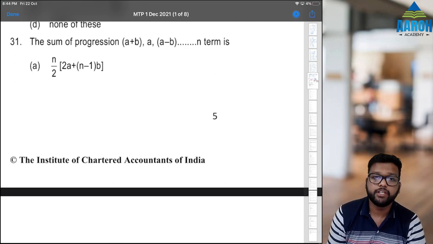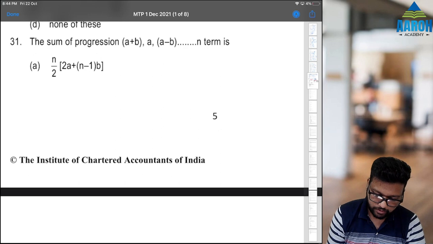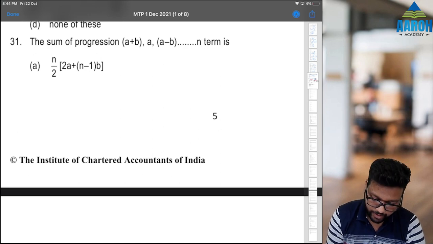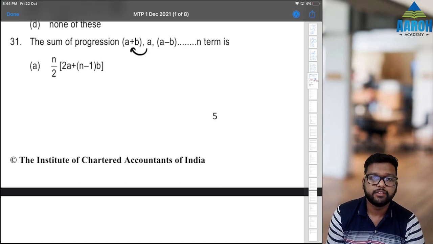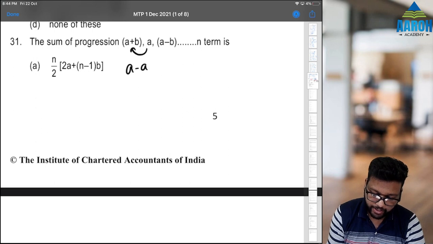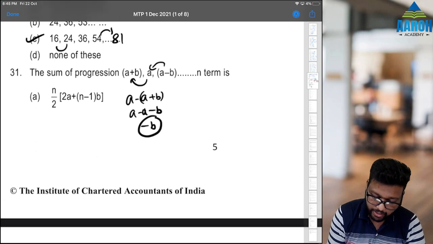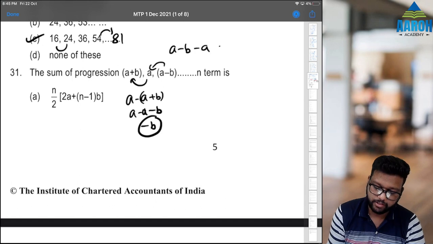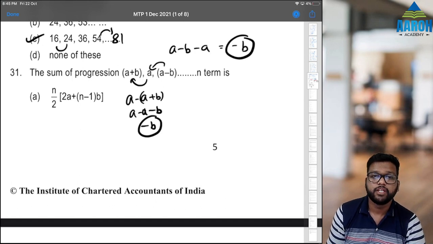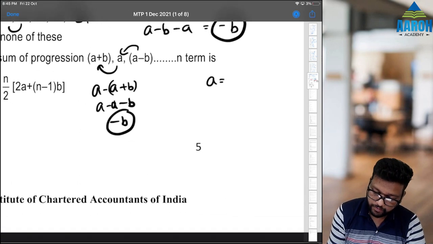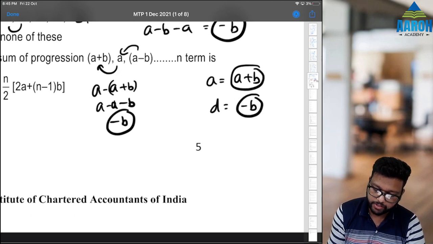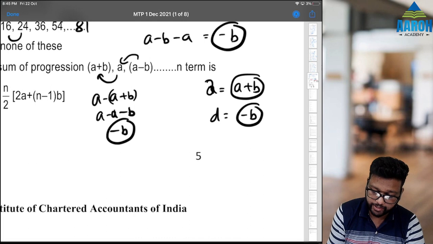Sum of this progression to n terms. First of all, this is an AP. Why? Common difference, let's check. A minus A plus B, that is A minus B, which is minus B. Again, if we do third term minus second term, that is A minus B minus A, which is again minus B. That means for this AP, the first term is A plus B and the common difference is minus B.